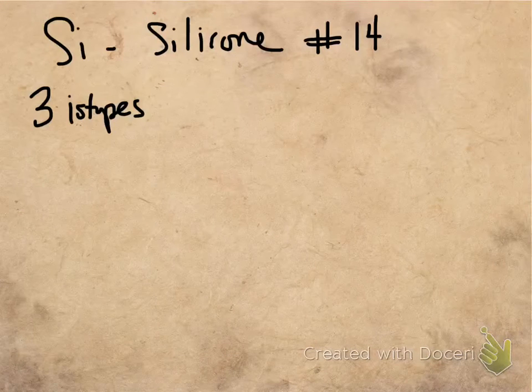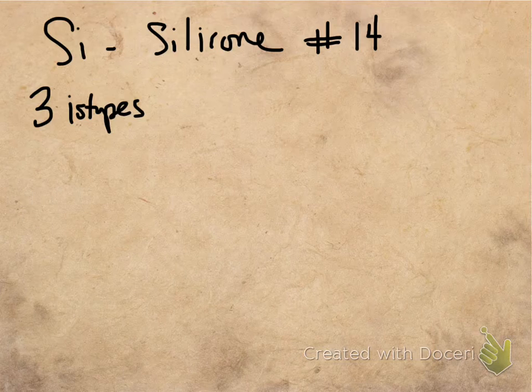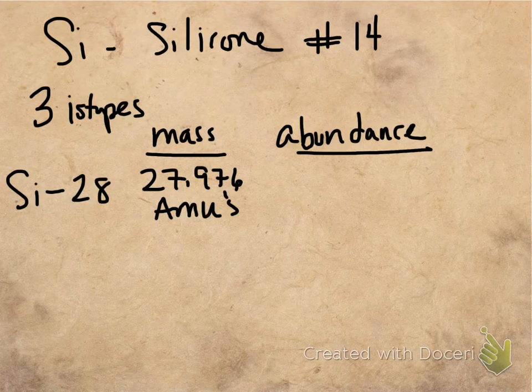So let's take silicon. You got your periodic table handy? Its atomic number is 14, so it's got 14 protons, and there are 3 isotopes of silicon that we find in nature. The first is silicon-28 with a mass of 27.976 AMUs, we very often just say 28, and an abundance of 92.23% of all the silicon known on the planet.